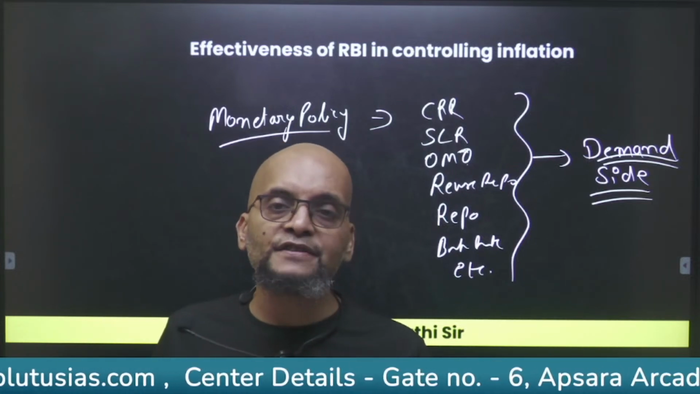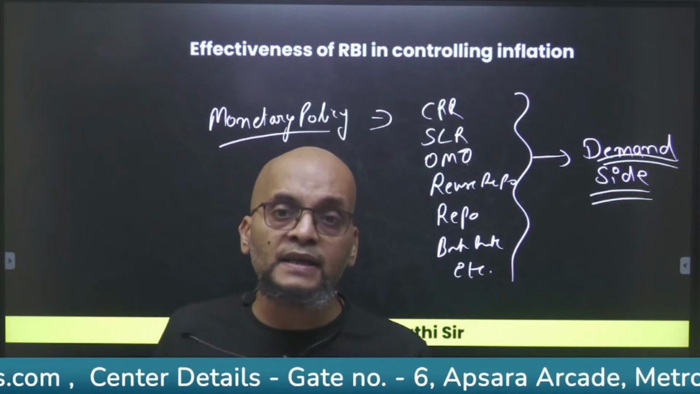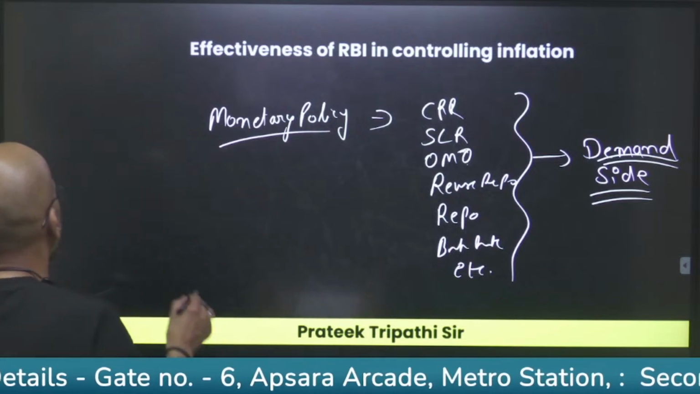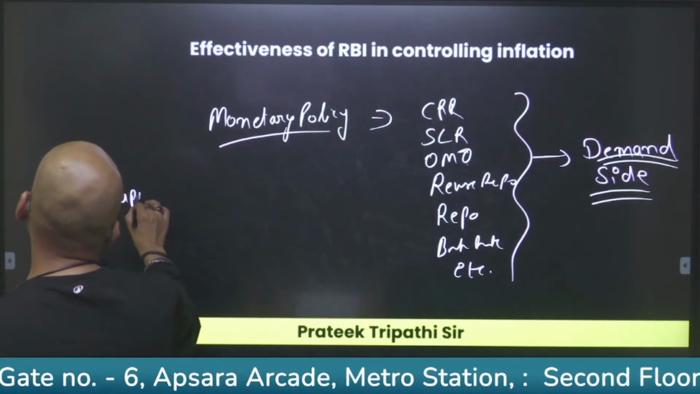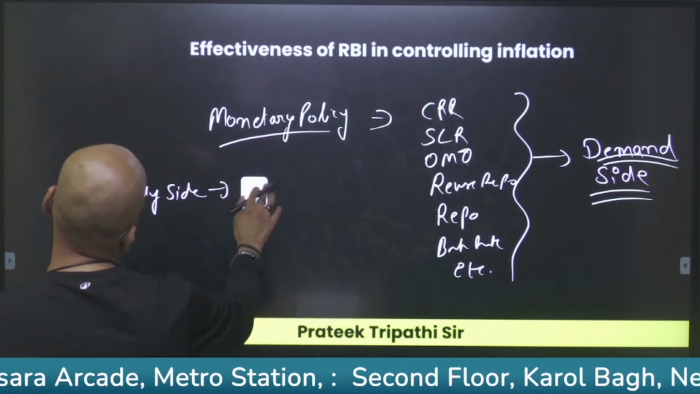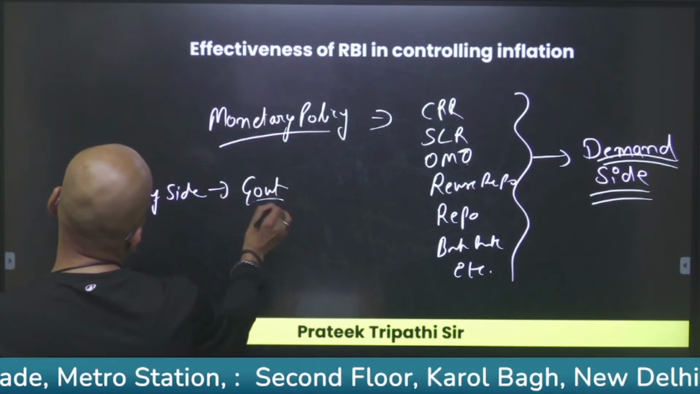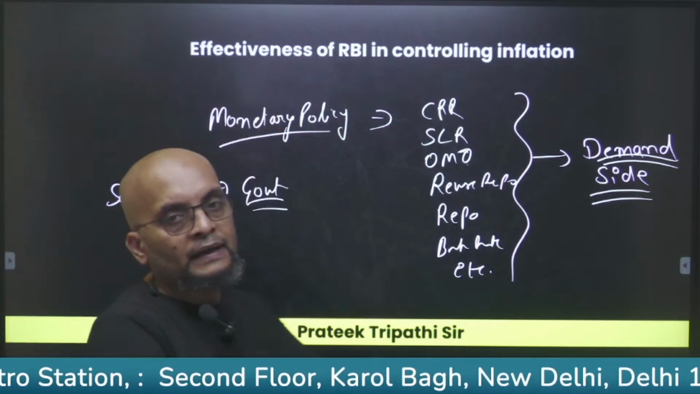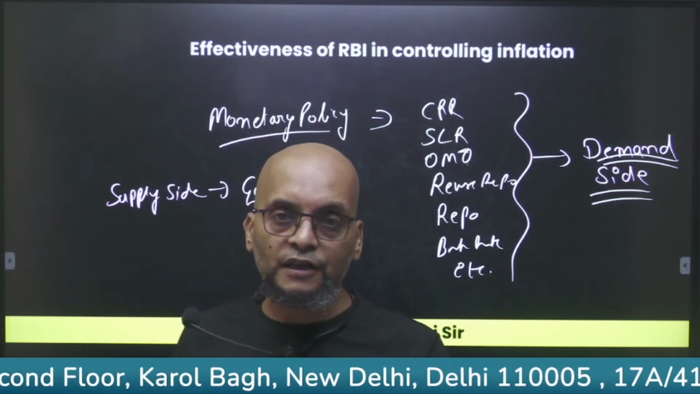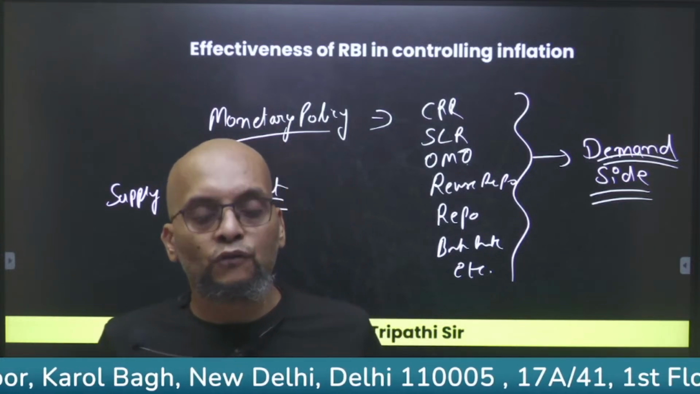RBI can only change the patterns in the demand side, not in the supply side. Supply side can only be controlled by the government, and this is a supply side problem. Clear? So RBI's monetary policy will be ineffective in controlling the high inflation in food items. Clear?